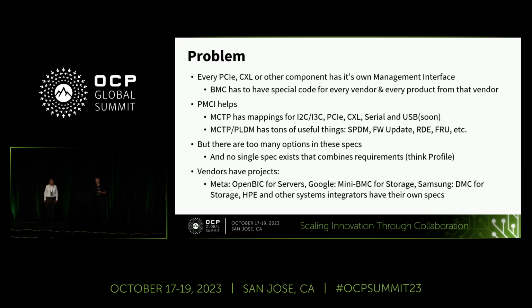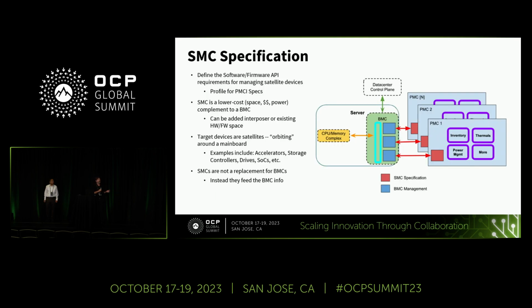There's a lot of specs out there, though, and all of our vendors have our own, too, right? So we've got one, HPE's got one, OpenBIC for servers from Google, MiniBMC for storage. Samsung has the DMC for storage. I know HPE has our SWIP spec, Dell has theirs. So we got together and decided to do this, and maybe we shouldn't have called it satellite management controller because apparently that caused a little bit of confusion. We're not managing satellites, we're managing components in a system. So maybe think of it as a subsystem management controller instead.